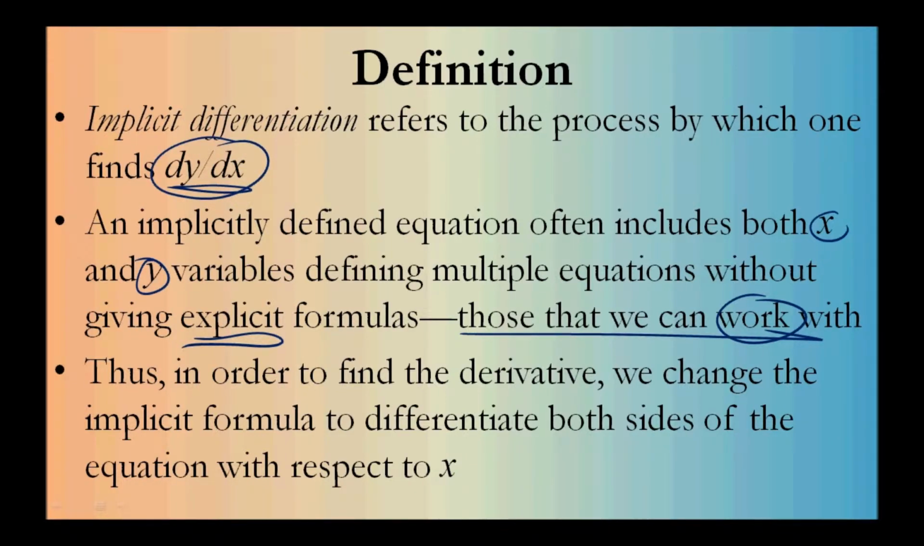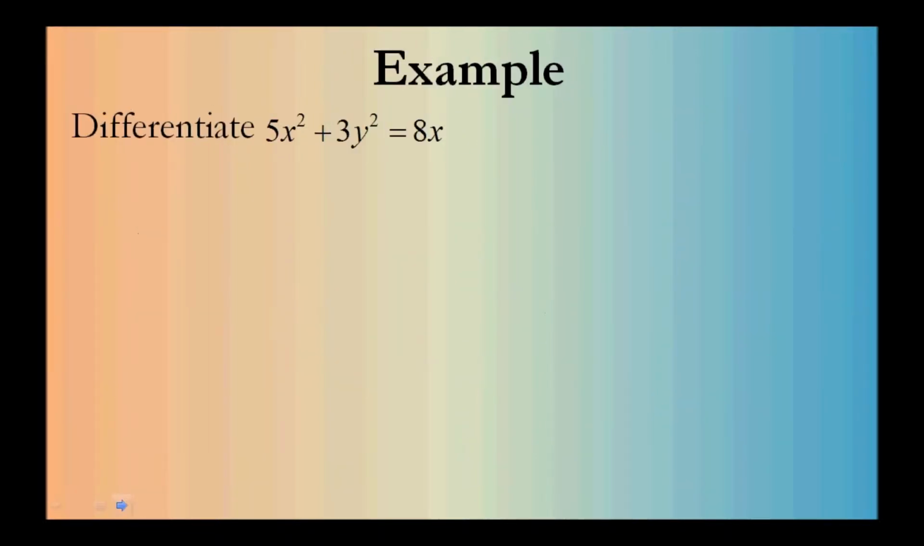Thus, in order to find the derivative, we change the implicit formulas to differentiate both sides of the equation with respect to x. So we're going from implicit to explicit so we can find dy/dx. Differentiate 5x squared plus 3y squared is equal to 8. So the first step is we'll differentiate the entire equation.